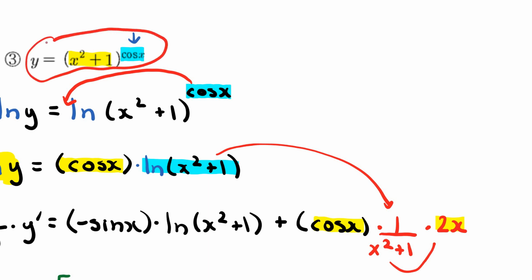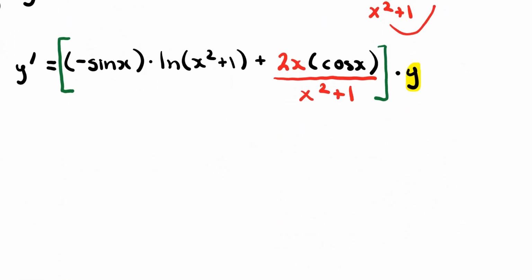So you have one final substitution step. You want to change that y to the original function, and that original function was x squared plus 1 being raised to the power of cos x. So that right there is your final answer for question number 3.